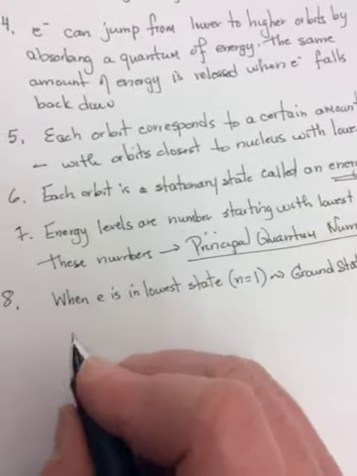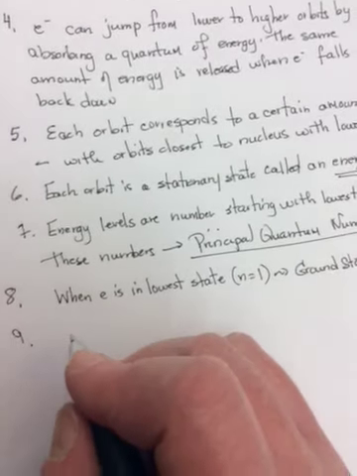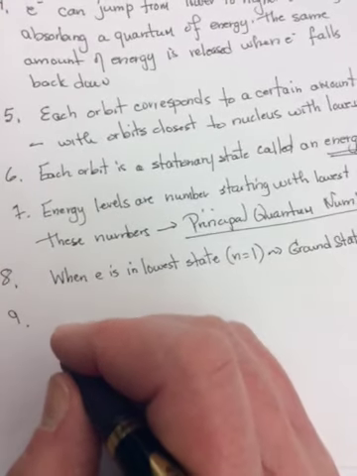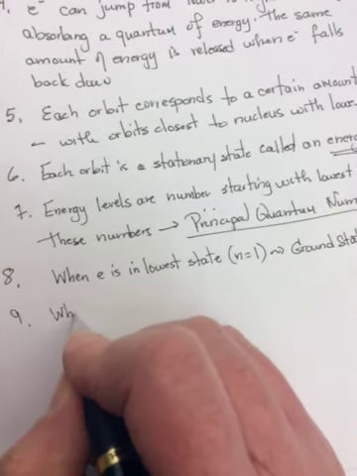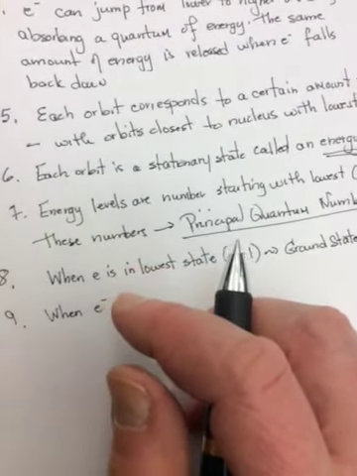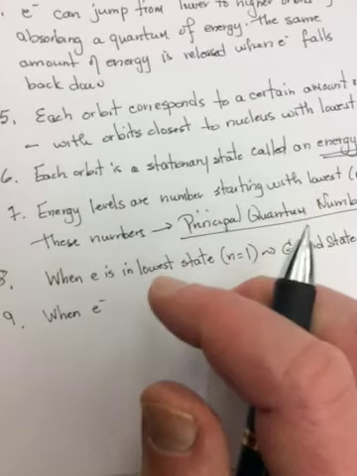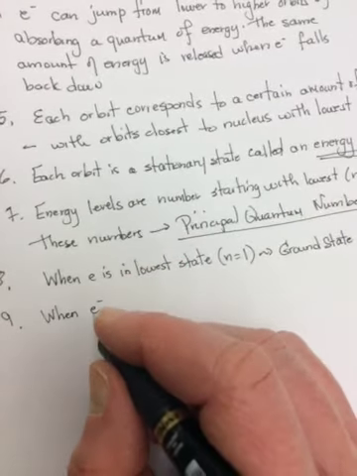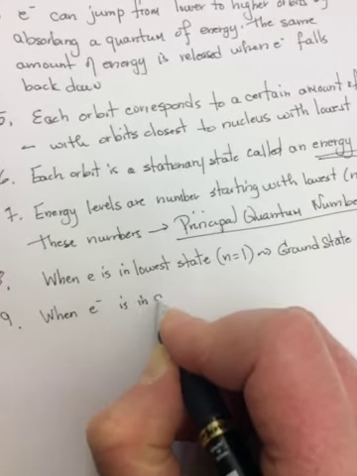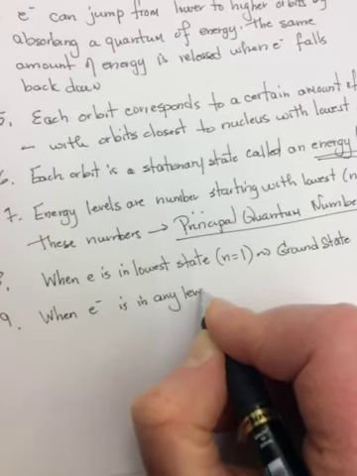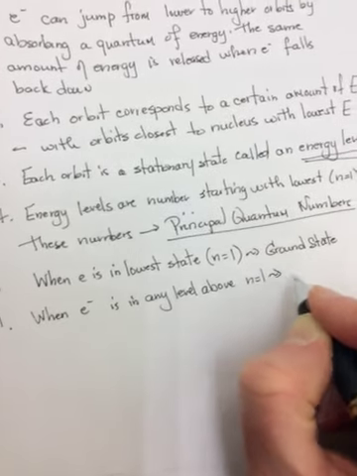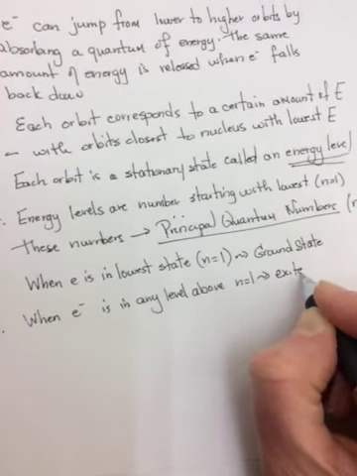And then to go with that, when an electron is in any level above the ground state, we say that it's in an excited state. And again, remember, this is for hydrogen that only has one electron. If you're looking at bigger atoms, obviously they would have electrons in higher states without them being excited. So when an electron is in any level above ground state, which is n equals 1, we say it's in an excited state.